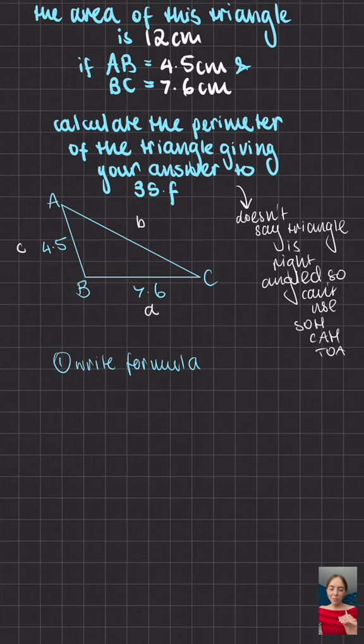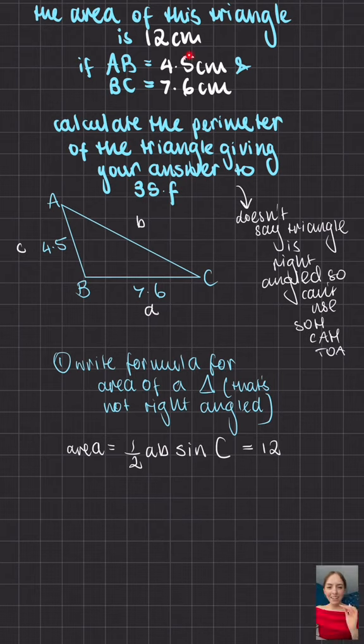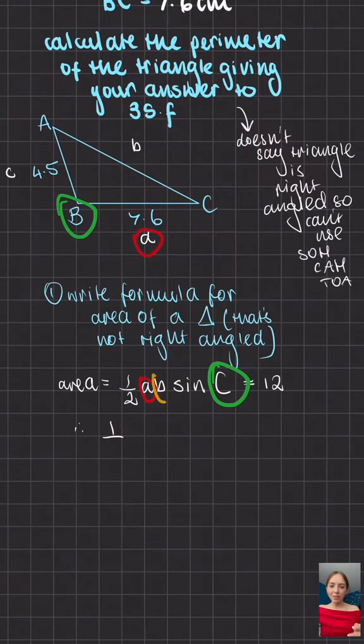So our first step is to write the formula for the area of the triangle and make it equal to 12 centimeters squared, as that's the area given in the question. In order to use the formula, we're going to need two sides and the angle that's in between. In our question, instead of this angle being called C, it's called B. So this is the angle that we're going to have to find. Because of this, we're going to have to amend our formula slightly. So instead of half ab sine C, it becomes half ac sine B.